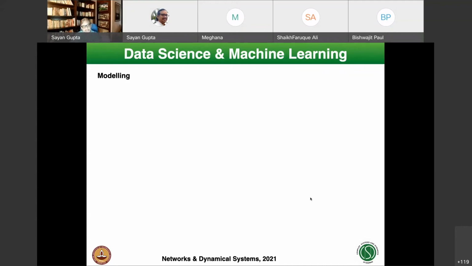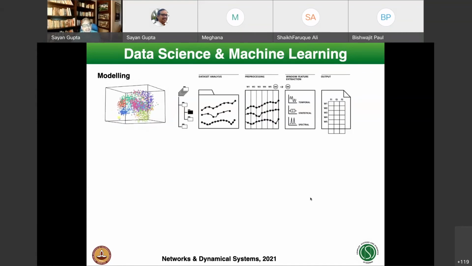The third axis is of course data science, and as you can well imagine, one of the key challenges is how to determine this network. How do you model such systems? Obviously that has to depend on data, and we come up with what are called data-based models.